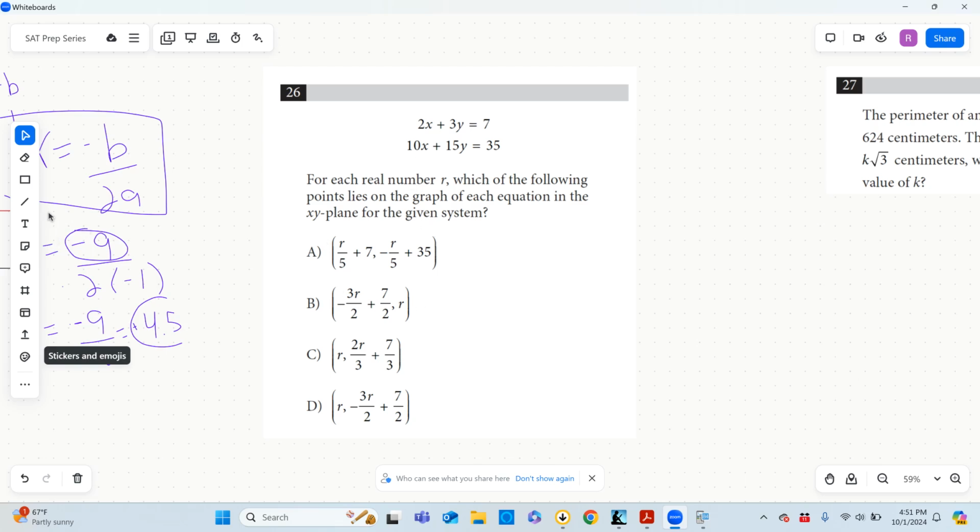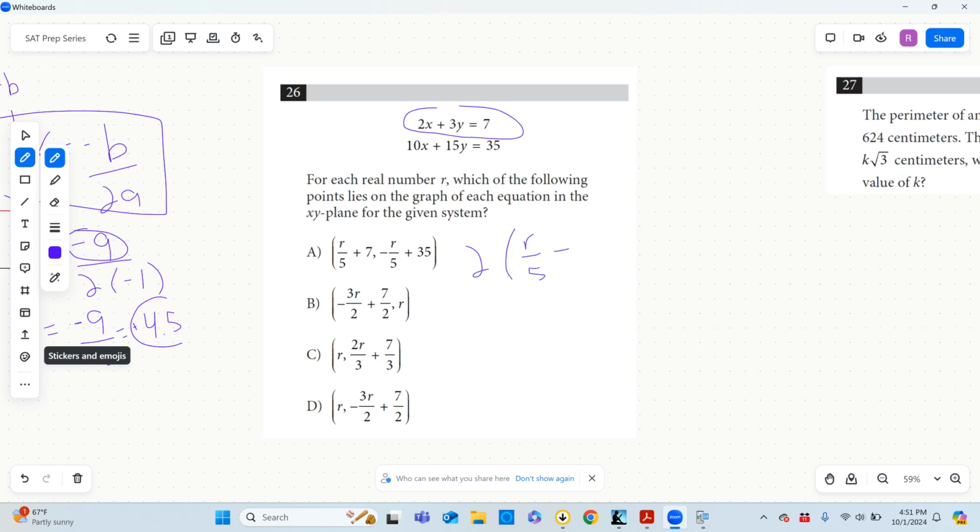So maybe let's start with answer choice A, and we will work our way down. So let's plug into our first equation, right? That one looks pretty simple. So we're going to do 2 times x plus 3 times y and see if it gives us 7. So 2 times x. Well, the x coordinate here, it's funny looking, right? But just plug it in.